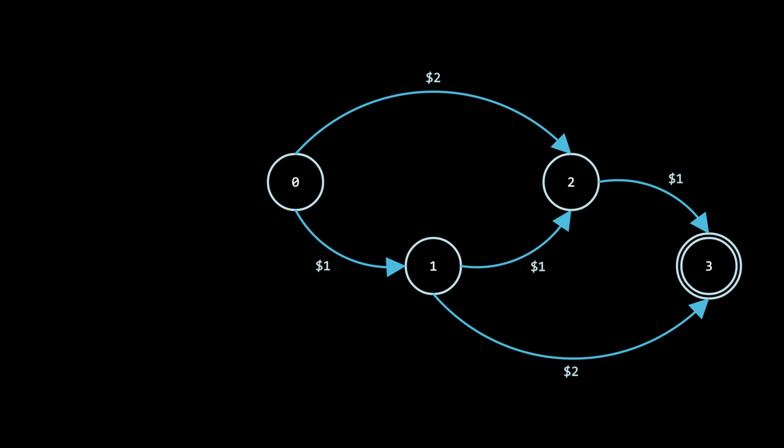And for the sake of completeness, let's do one more example. So starting at the start state as usual, this time we insert a $1, bringing us to the 1 state, because we paid a total of $1. And then we insert a $2 coin, bringing us directly to the 3 state, because we paid a total of $3. And that's an accept state, so we're allowed in to the parking garage.